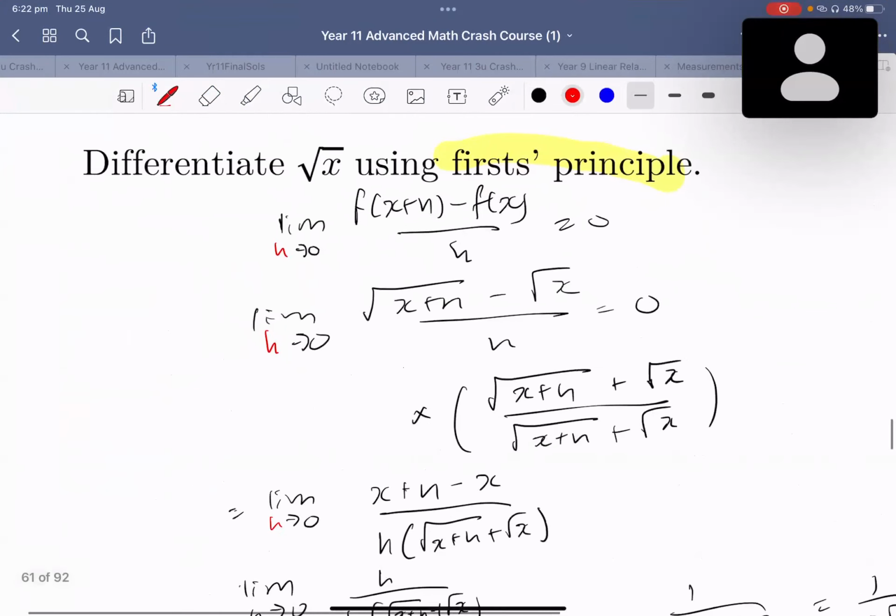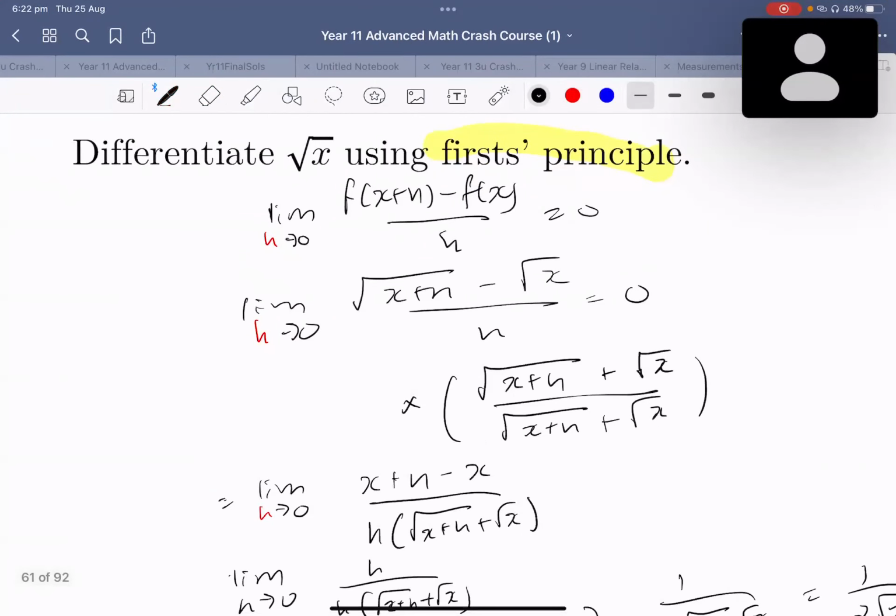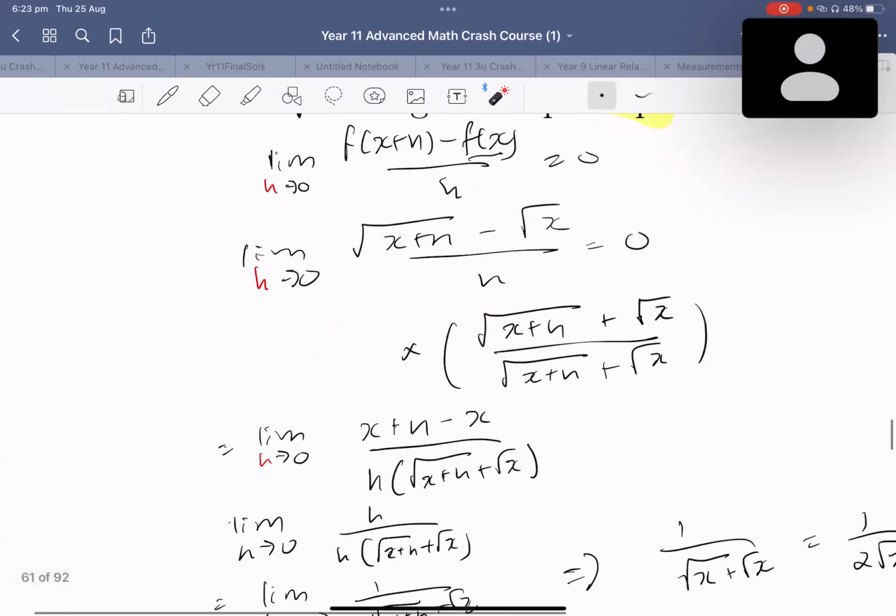So as h tends to 0, we first write f(x+h) as root x plus h, minus f(x), which is root x, all on h. Now, we can't sub in h as 0 straight away because we still have h on the denominator. So what we'll do is multiply both the numerator and the denominator by the conjugate of the numerator. That is the same expression of the numerator, except that the minus sign is replaced by a plus sign.